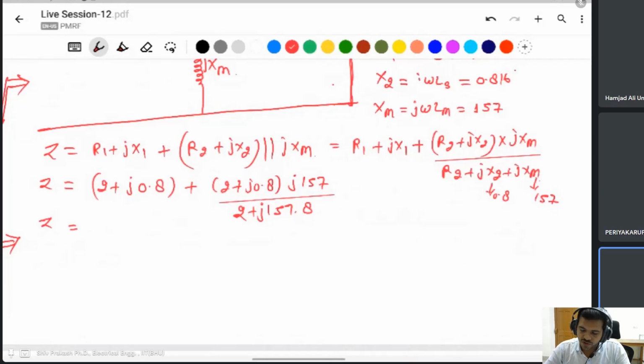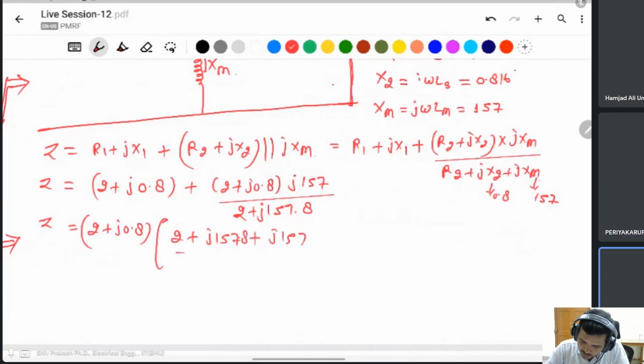Then you can solve this one. I've solved directly. Or you can take a common of j, 2 plus j0.8. Then this is the 1 plus j157. The 1 is multiplied here, and 2 plus j157 plus j157 divided by 2 plus j157.8.